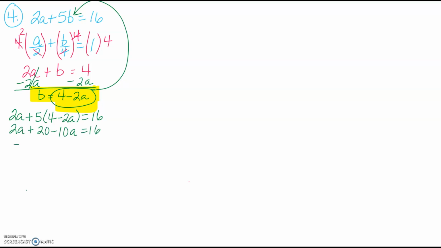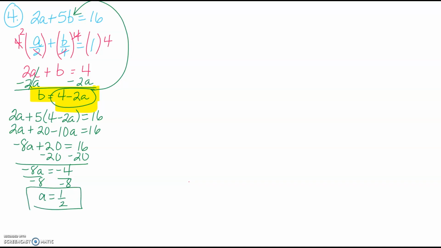Let's combine like terms. We get negative 8a plus 20 equals 16. We're going to subtract 20 and get negative 8a equals negative 4. Divide by negative 8. A equals 1/2. I'm going to take that 1/2, and where am I going to put that? I'm going to put it back in for b. So I'm going to get b equals 4 minus 2 times 1/2. And 2 times 1/2 is a whole, so b equals 4 minus 1, or b equals 3. So my solution is 1/2, 3.